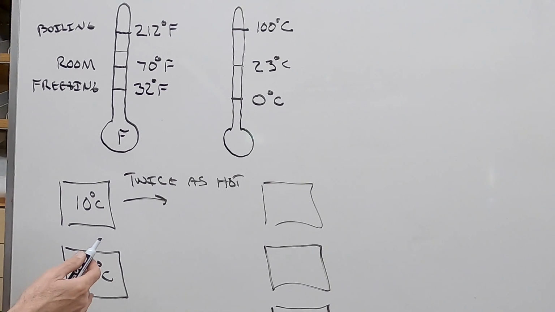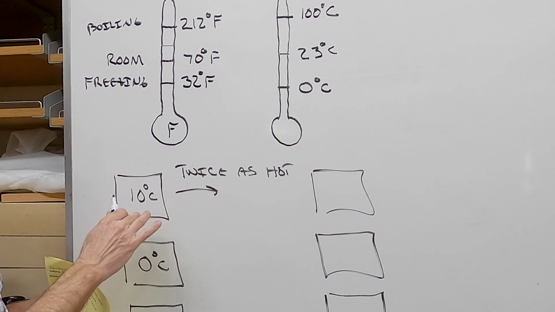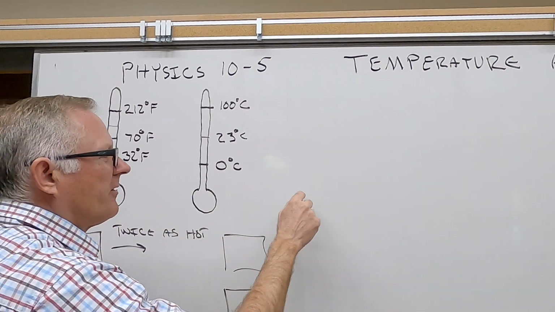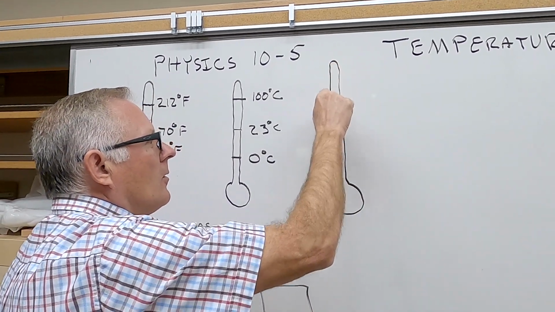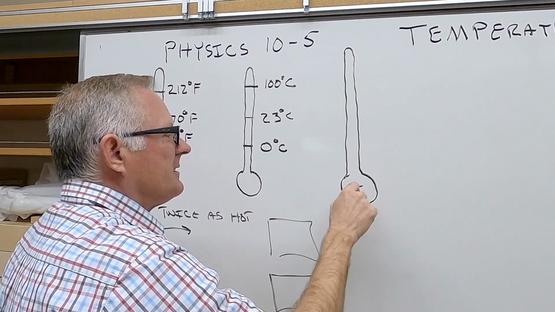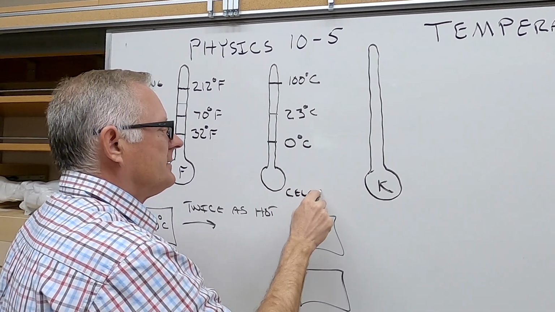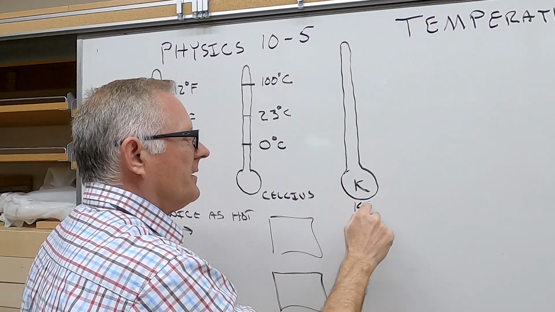And so he said, why don't we call 0 speed of the atoms 0 degrees in the Kelvin scale? So what we have is a third scale right here, which is the Kelvin scale. So this is Celsius. This is Fahrenheit, I'm not going to spell that out. And this is Kelvin.